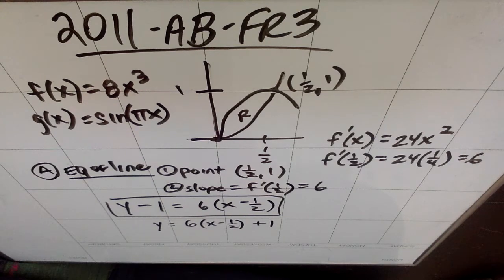But again, if you do something wrong, it's on you, and you can take a right answer and turn it into a wrong answer. Part B, find the area of R.